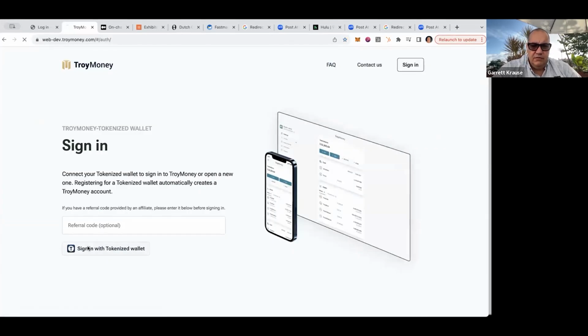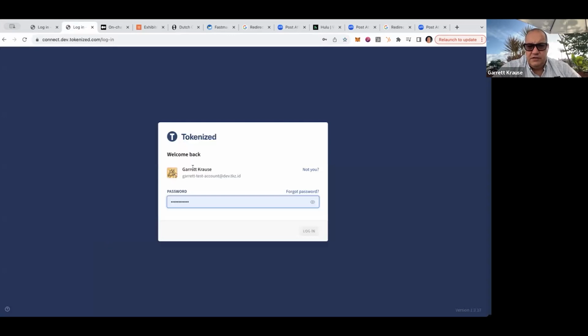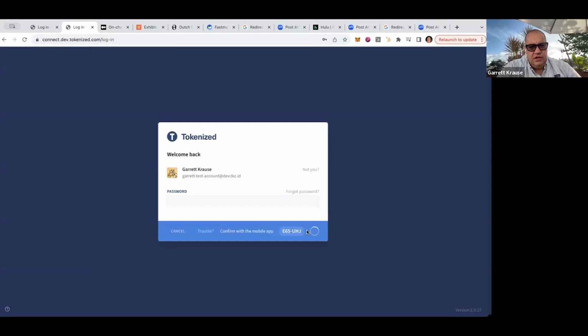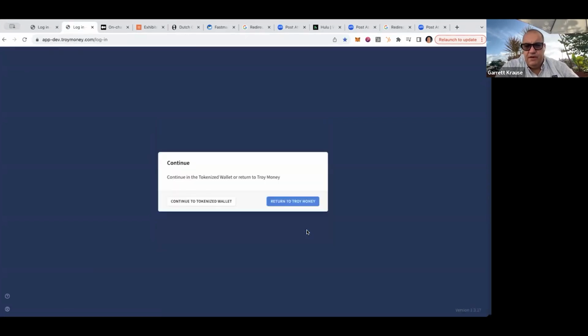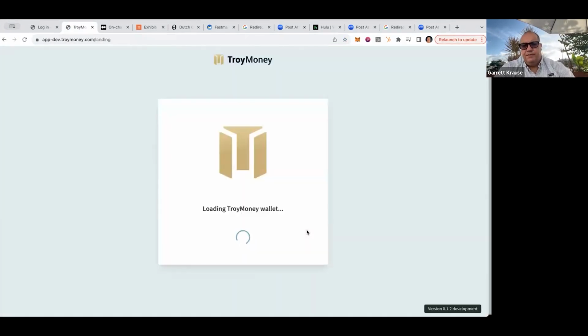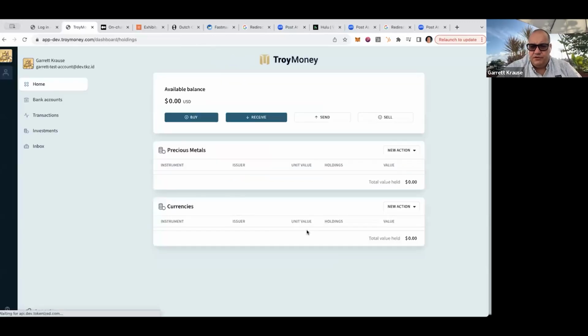Sign in. We've signed in through Tokenized. So I'm going to pick my wallet, my user ID, enter my password, and now it'll check my credentials, which means it's going to go to the authenticator app to make sure it's me and not somebody else using my login, and I have to do a third party confirm. Once I confirm, it will open up the Troy Money wallet.